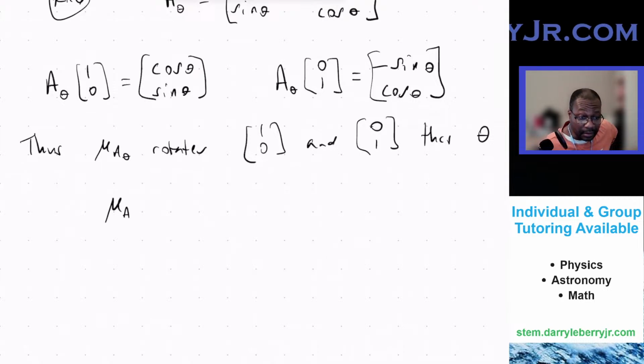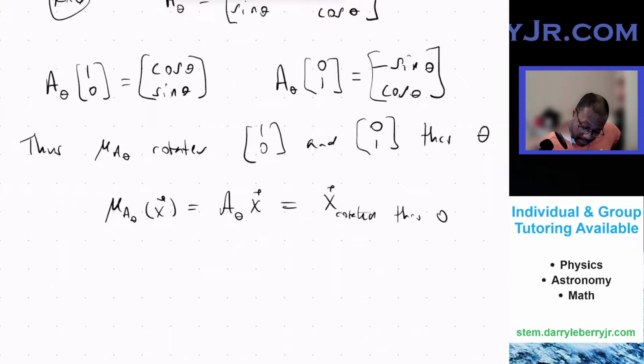And we strongly suspect that mu A theta of x equals A theta times x, should be the vector obtained by rotating x through theta. Equals x rotated through theta. We'll leave it to the reader to check in exercise 8 that this is the case, and we call it a rotation matrix.